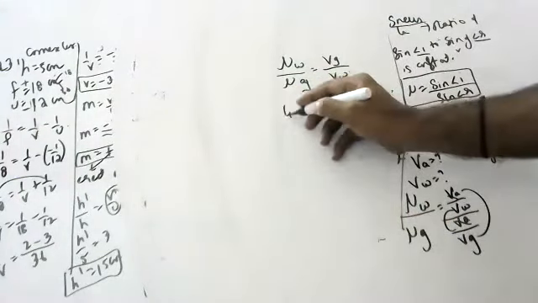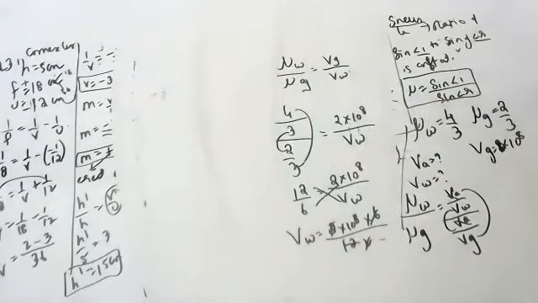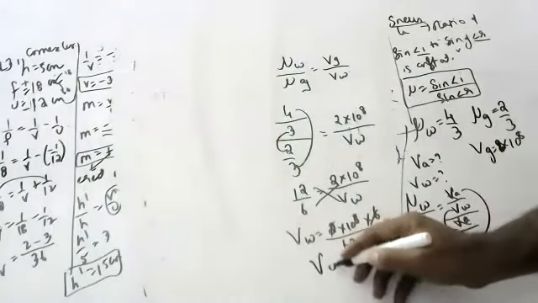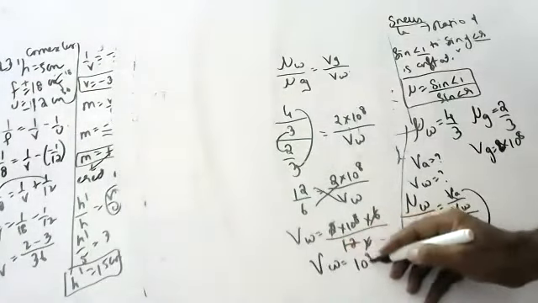One second, children. 4 by 3 they gave and 2 by 3. That's it, children. So velocity of light in water we got here 10 to the power of 8 meters per second.